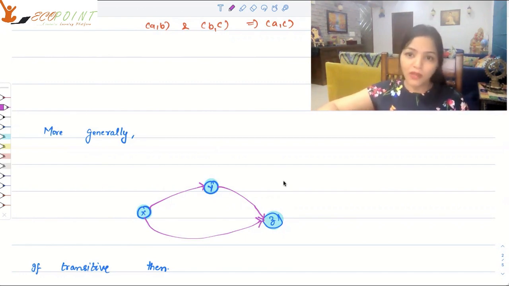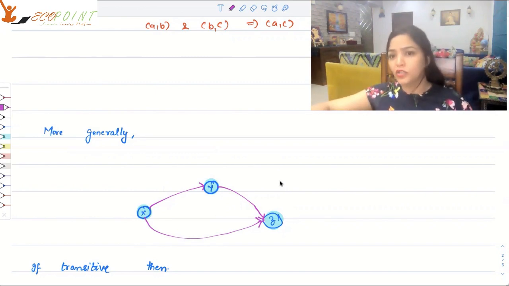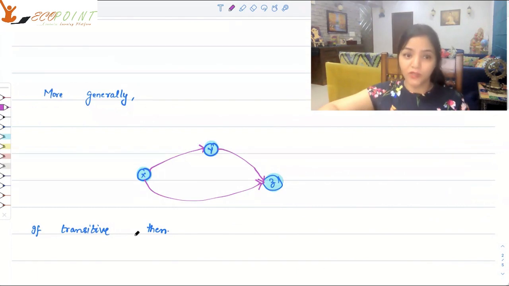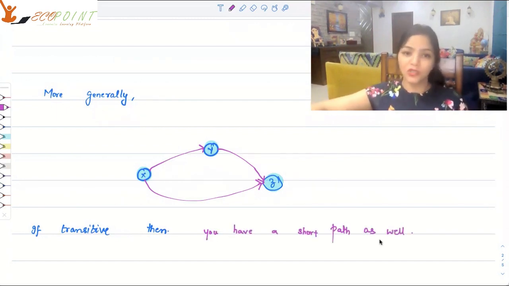You have a longer way to reach a certain point, and you also have a shorter way to reach directly to that point, then the relation is transitive. What I'm trying to say is that if the relation is transitive, then you have a short path as well to reach this point Z. But this might not happen always. So hence some relations can be transitive, some might not be transitive in nature.